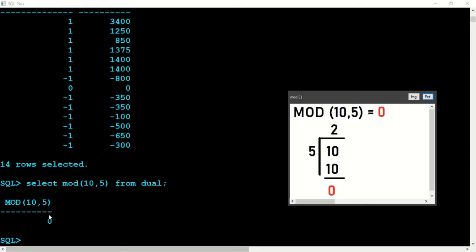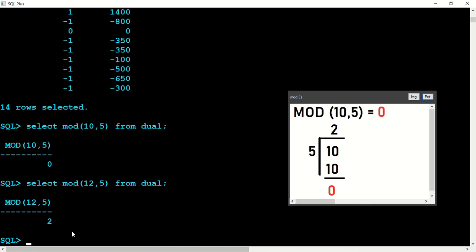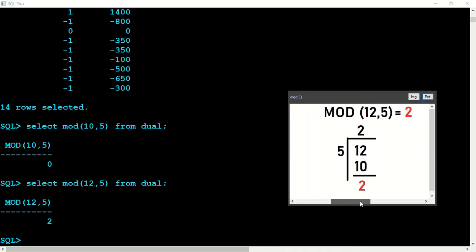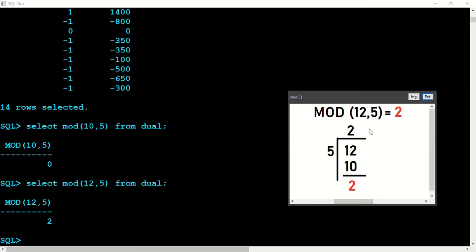Okay, but if I say, instead of 10, we say 12, 5, the remainder is 2. How is the remainder 2? Here I'll show you, 12, 5. 12 divided by 5. 5 twos are 10, and the balance is 2. This is the remainder. So 2 is the remainder here.